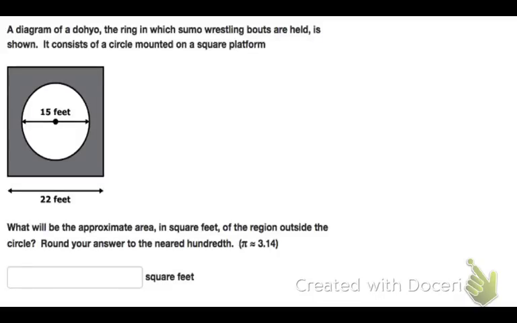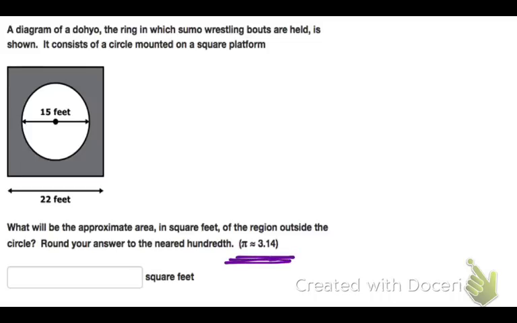Question 6 on the interim assessment. A diagram of a dojo, the ring in which sumo wrestling bouts are held, is shown. It consists of a circle mounted on a square platform. What will be the approximate area in square feet of the region outside the circle? Round your answer to the nearest hundredth, and it wants you to use pi as 3.14 instead of actual pi.